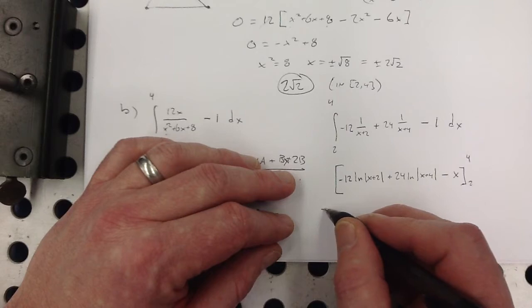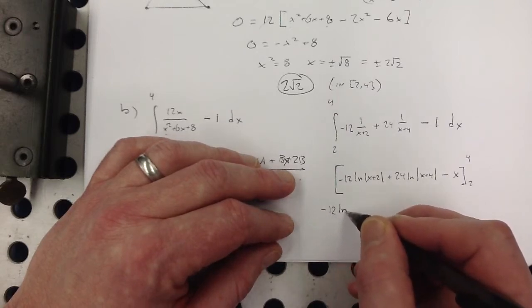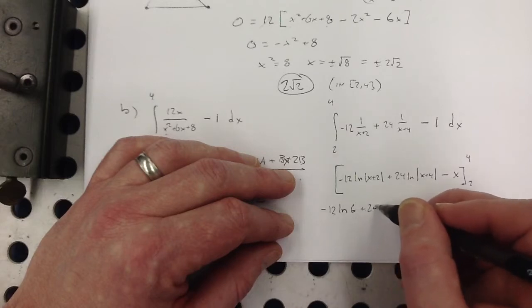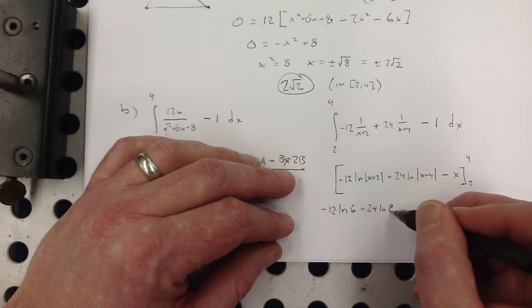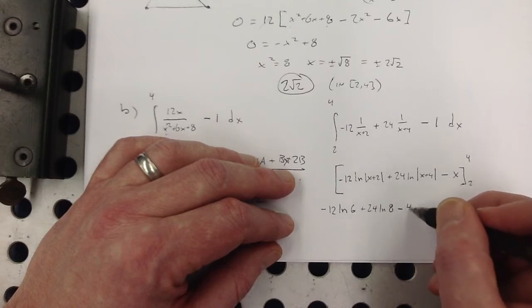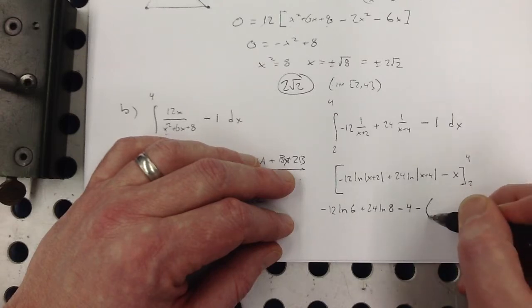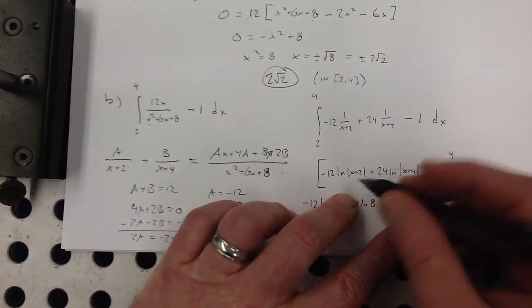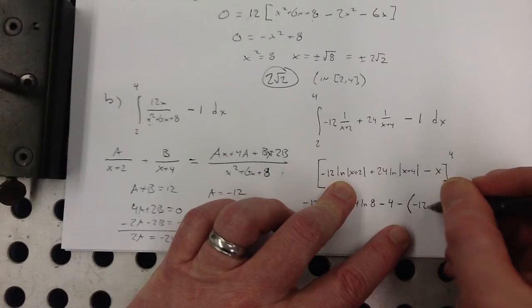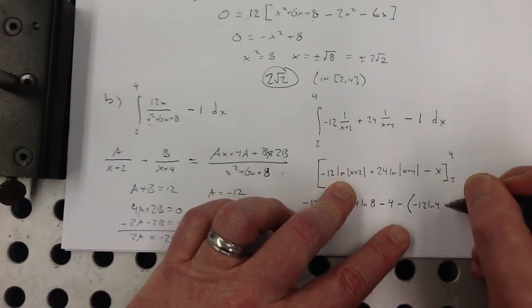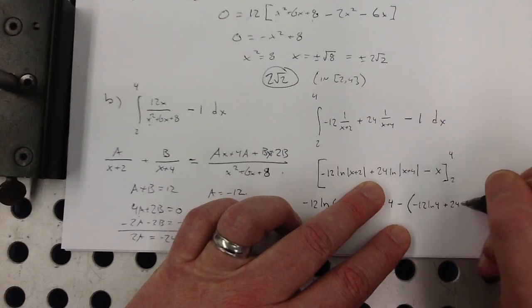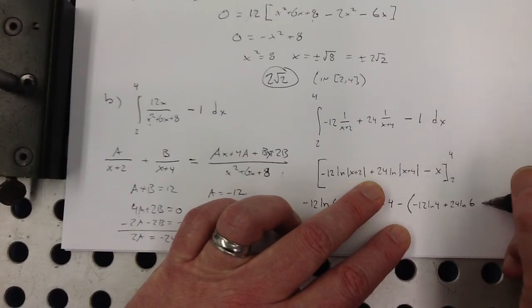And that gives me minus 12 times the natural log of 6 plus 24 natural log 8 minus 4, minus, plugging 2 in, minus 12 natural log 4 plus 24 natural log 6 minus 2.